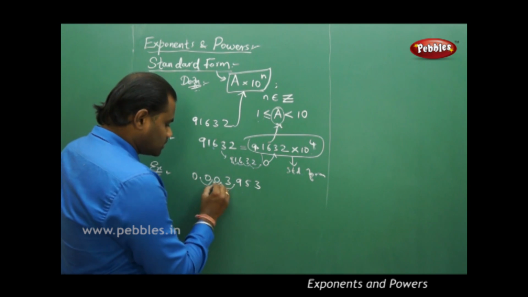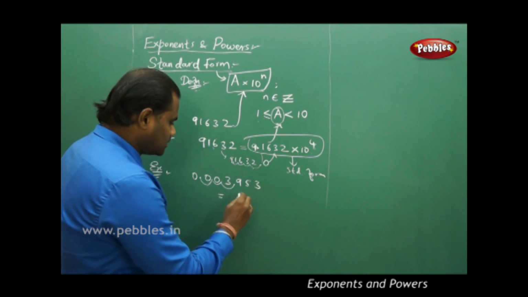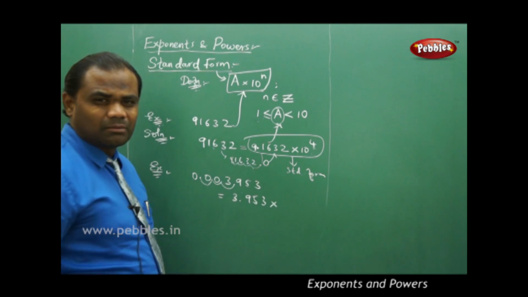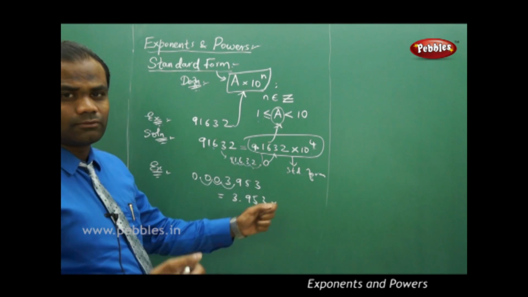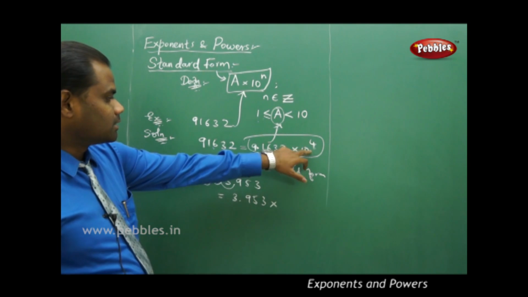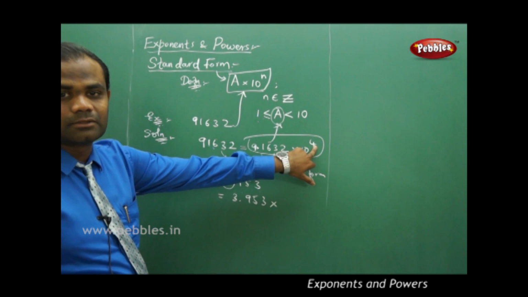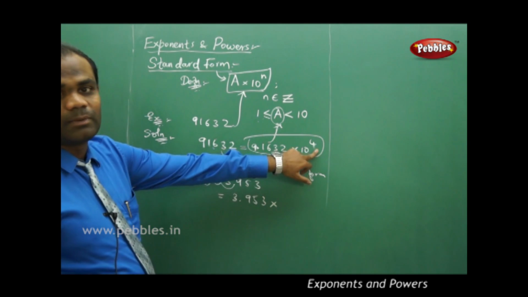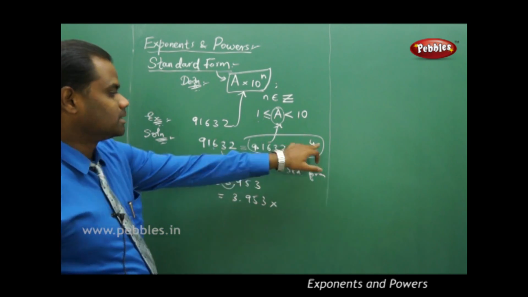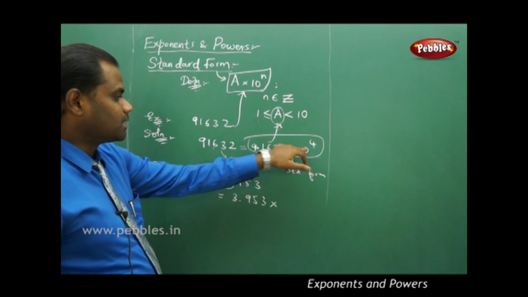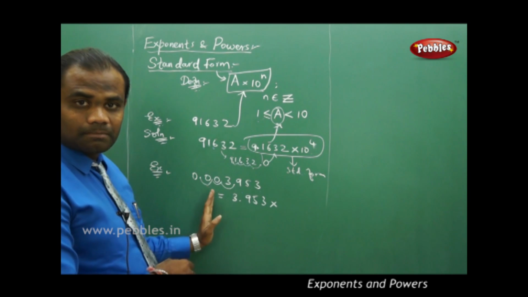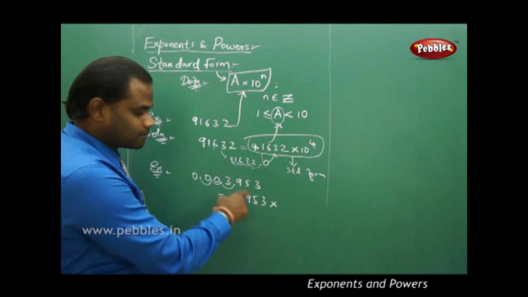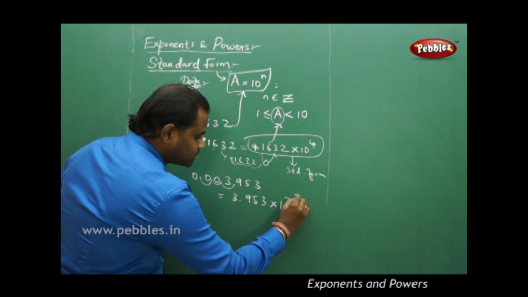Therefore, once I move the 3 positions from left to right, I get this as 3.953, but because I move the decimal from left to the right, I don't get the positive power, but I get the negative power. When I move the decimal from right to left, I get the positive power. So 4 steps will give me 10 power 4 and 3 steps will give 10 power 3. Similarly out here, the decimal is moving from left to the right, when I move 3 steps to the right, I get 10 power minus 3.